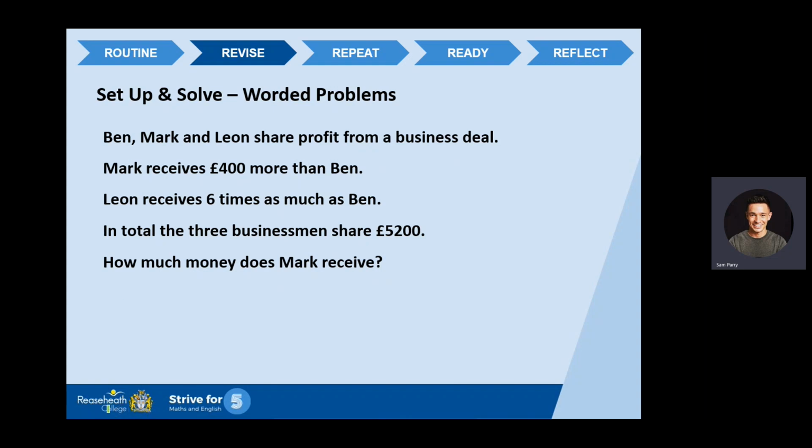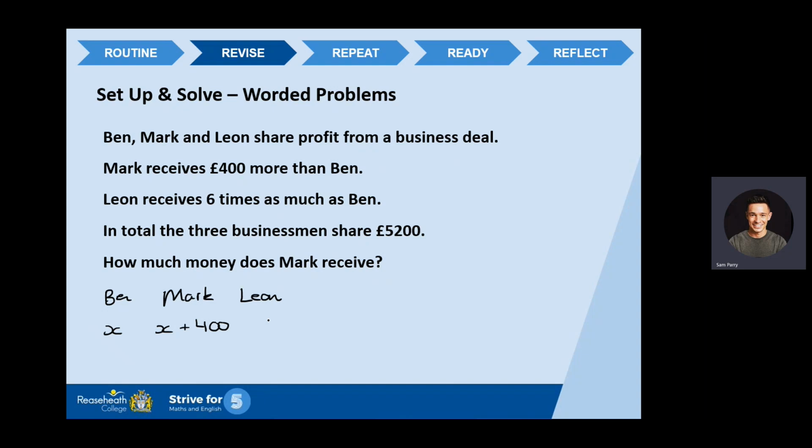Okay, here we go. So same as before. We've got Ben, we've got Mark, we've got Leon. Ben, Mark, and Leon share some profit. So Mark receives 400 more than Ben. Well, let's start with Ben. Ben has a certain amount. He has X amount. Mark receives £400 more. So it's going to be X plus £400. Look at that, nice.